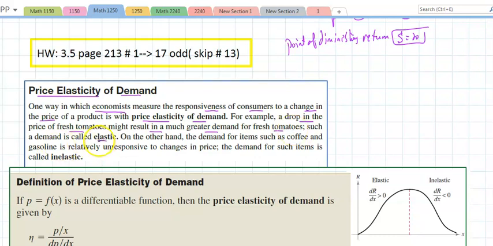Such a demand is called elastic. That is, if you drop the price and the demand goes up, we call that elastic. But if you drop the price or raise the price and the demand doesn't get affected as much, those are inelastic. On the other hand, the demand for items such as coffee, cigarettes, and the price of a gallon of gas is relatively unresponsive to change in price.